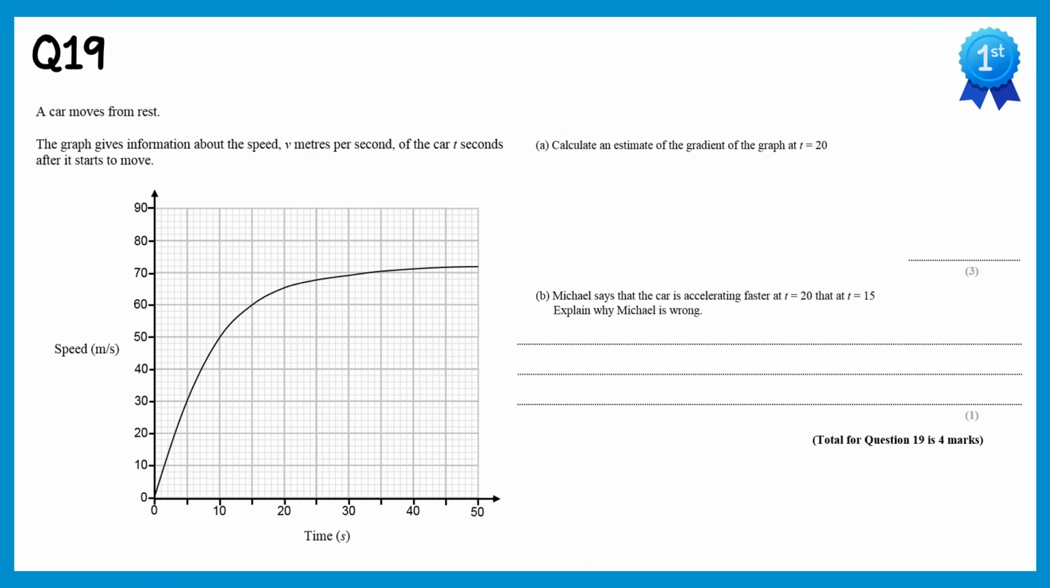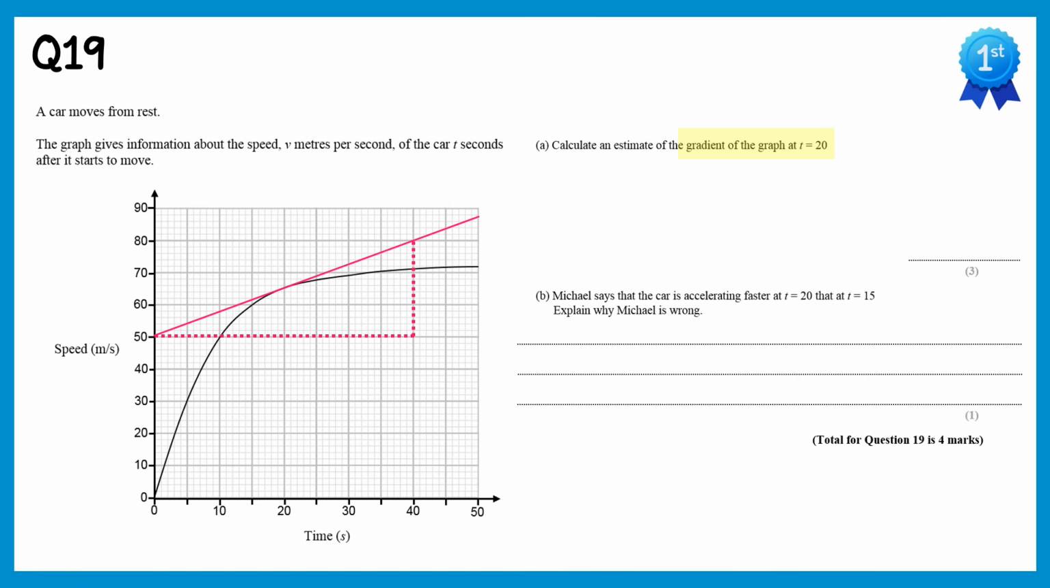In this question we're trying to calculate the gradient of the graph when t equals 20. To do this, we draw a tangent to the curve at t equals 20, something like this. We then need to work out the gradient of this tangent. To do that, you need to draw a gradient triangle.